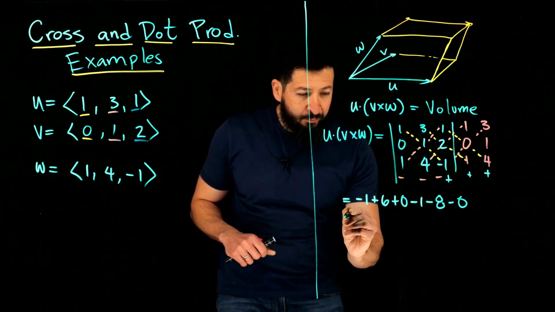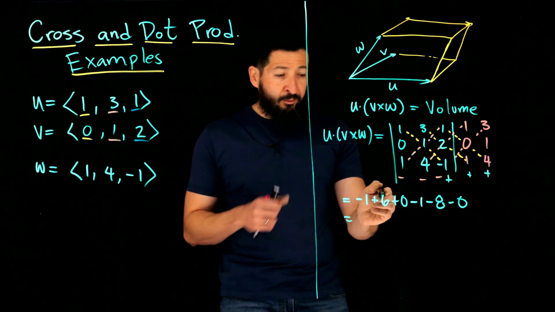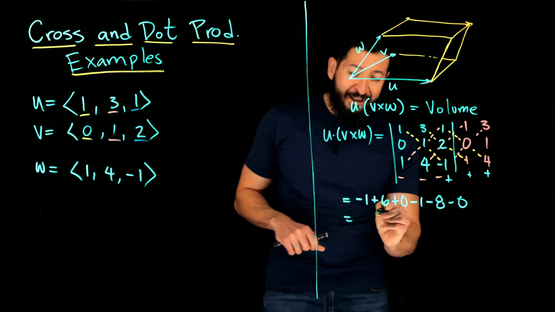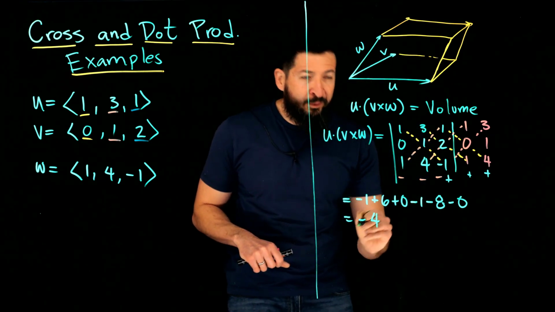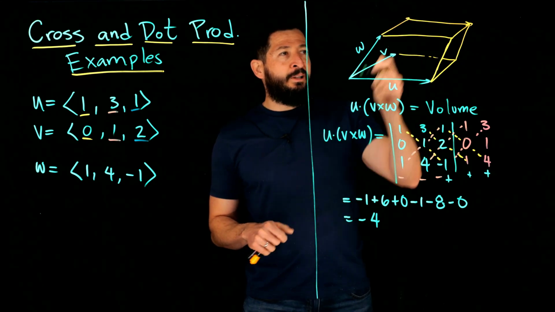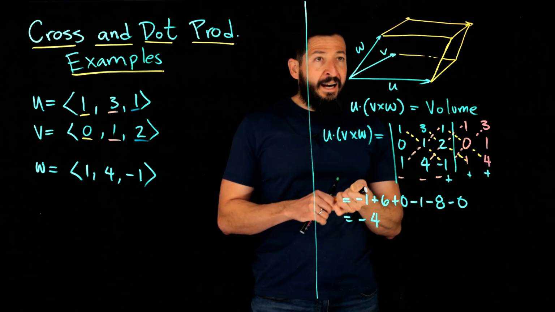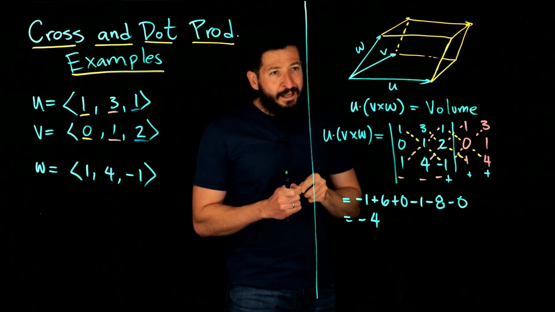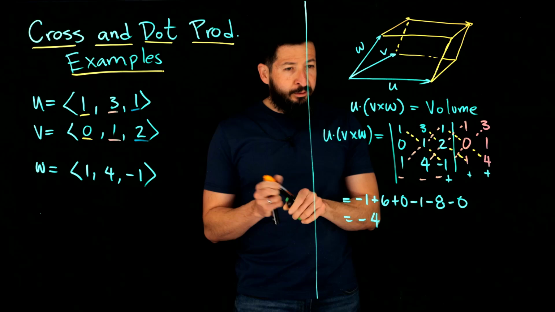And so what do we get? We get negative 1 plus 6, 5, minus 1, 4, minus 8, I told you, negative 4. So we ended up with a negative 4. That's okay, that's the triple product, but the volume of this parallelepiped would then be 4 units cubed. All right, so that's one application for that triple product.